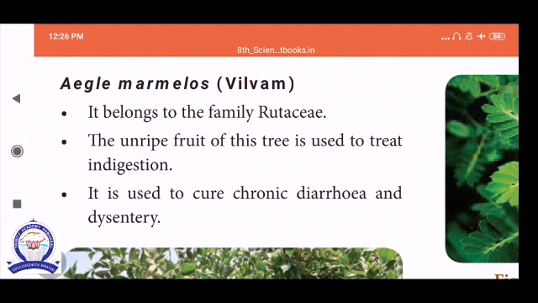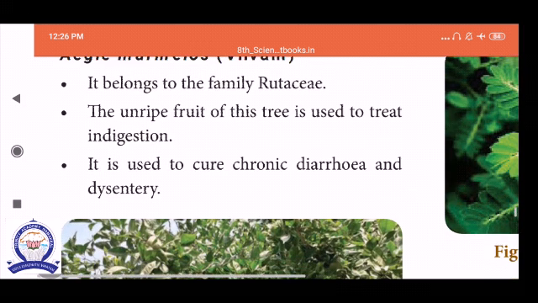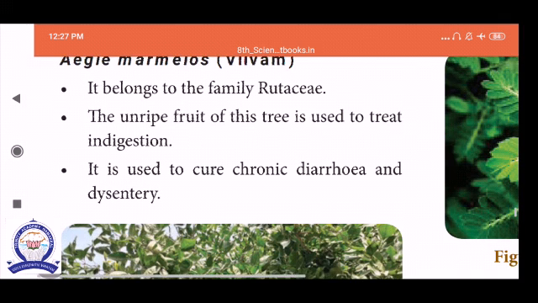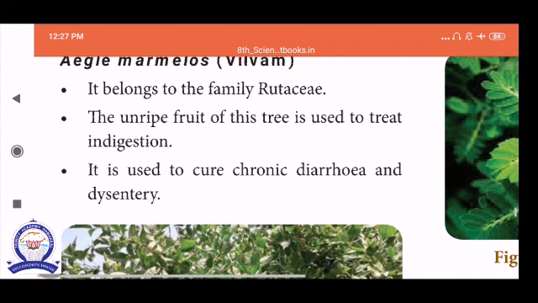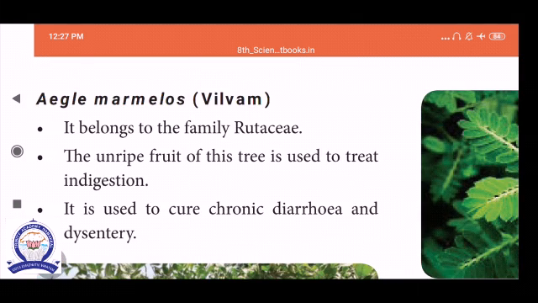Sometimes the food we eat creates stomach problems. During that time, if we eat the undried fruit, we will recover immediately. Then the third point, it is used to cure chronic diarrhea and dysentery. These three points are very important, and can be asked for 1 mark or 2 marks.